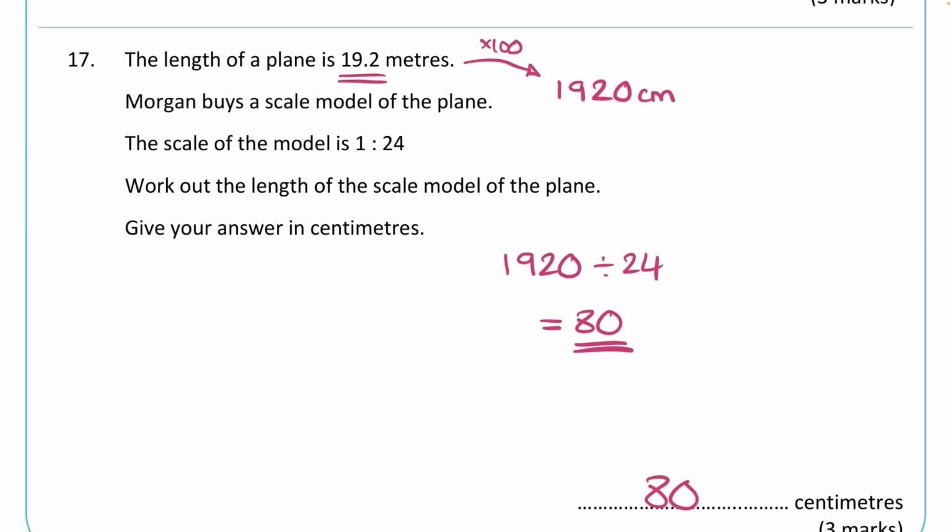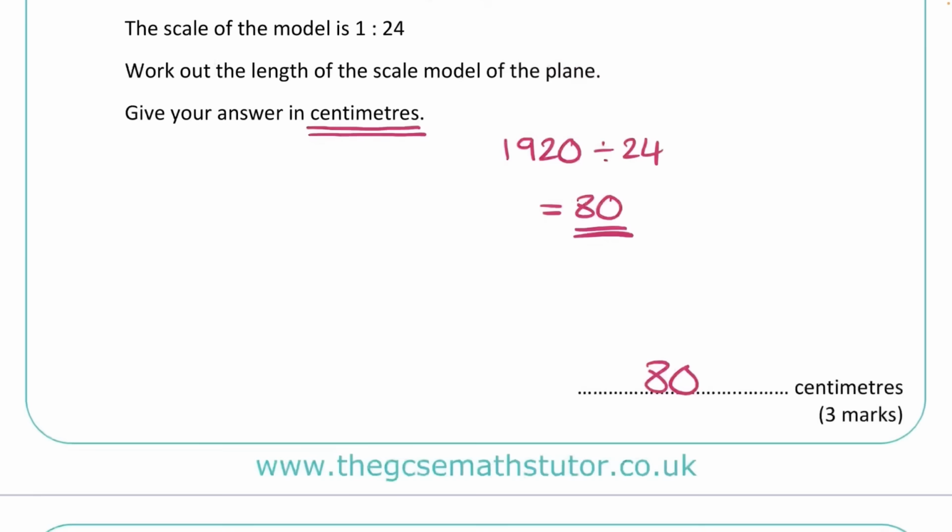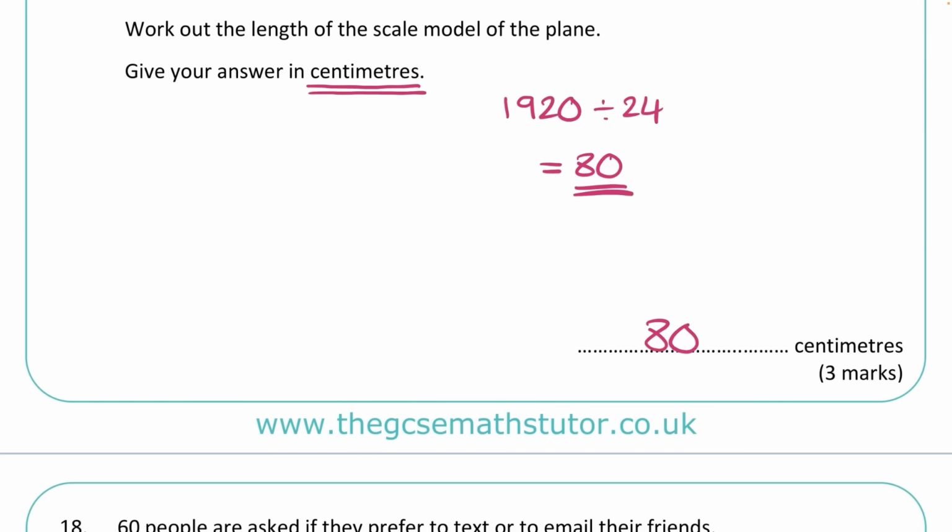Now you could have divided it first. It might be that you just did 19.2 divided by 24. That comes out as 0.8, but that would still be in metres. So you'd have to times that by 100 still to make sure that it's in centimetres. So just reading the question really carefully there, because it does specify it wants our answer in centimetres and gives us a nice reminder on this one, on the dotted line there, to make sure it is in centimetres.